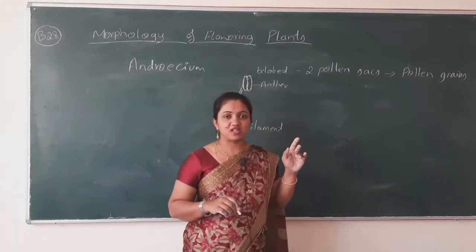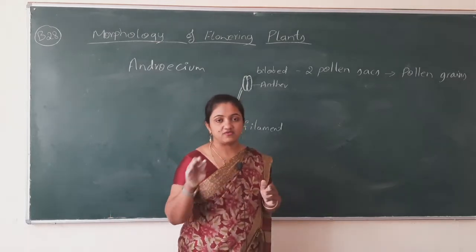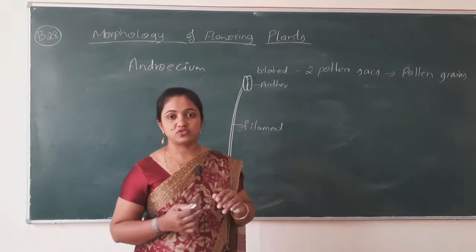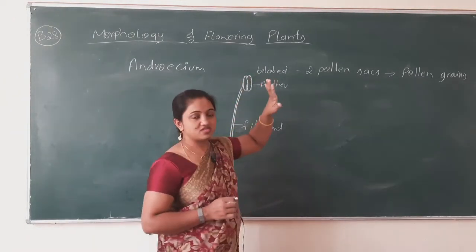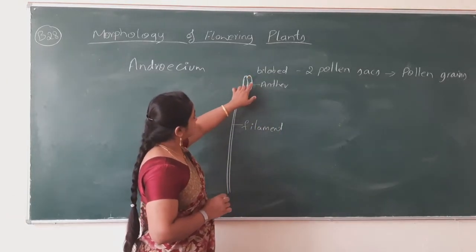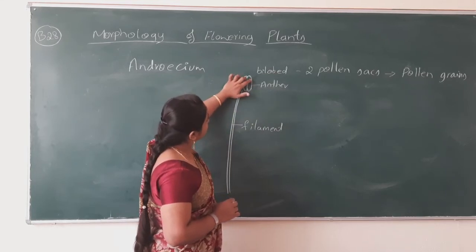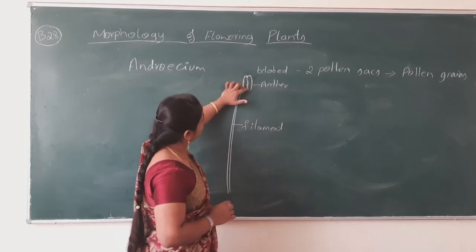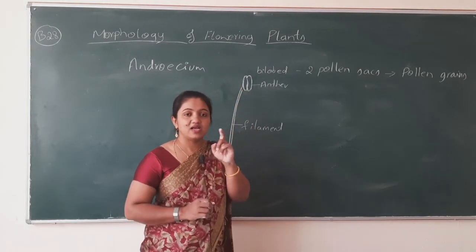In class 12 you are going to study the morphology and also the anatomy of microsporangium. Okay, so now you just learn the morphology of plants. Each anther consists of 2 pollen sacs, and these 2 lobes are connected with only one organ known as the connective.